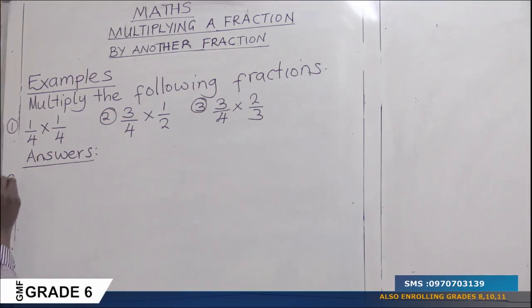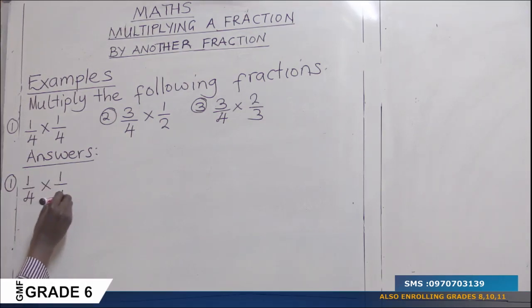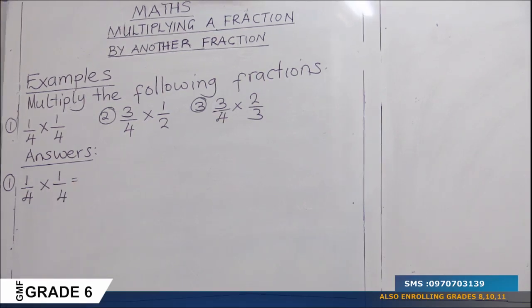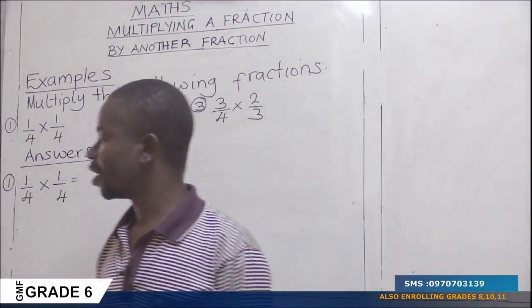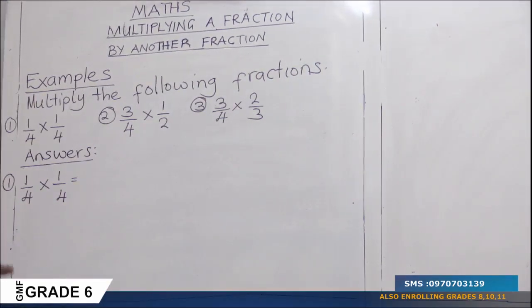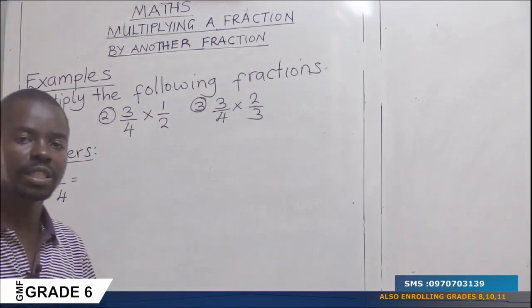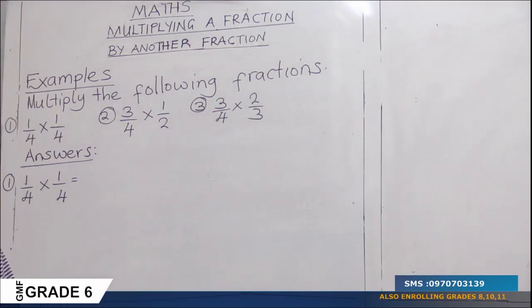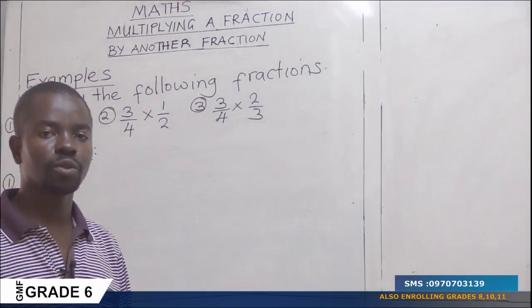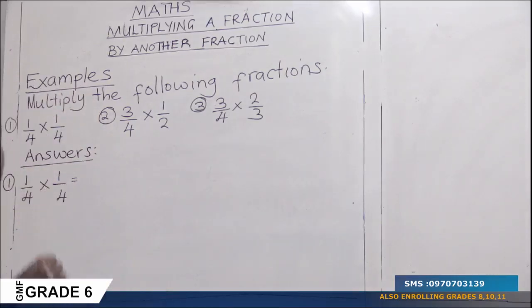So what is the answer for number 1? We have got 1/4 times 1/4. So how do we find the answer? We can find the answer by multiplying the numerators on their own and the denominators on their own. It is the same method that we were using when multiplying fractions by whole numbers.